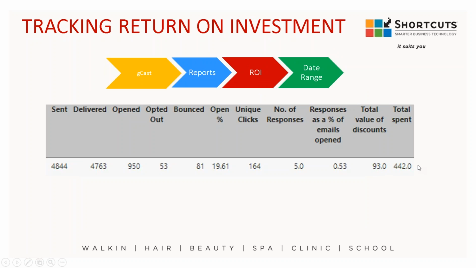The other thing we can measure is the return on investment for our campaigns as well. But in order to do that, I have to set up the promotion code and then link it to my discount reason as we just went through. So I can go into GCast, go straight to the reports tab on my home page, go to the return on investment report, and then pull a date range. It will show me for that entire date range emails sent, delivered, opened, and so on. What we're looking for here is the response as a percentage, as well as the number of responses to that campaign.